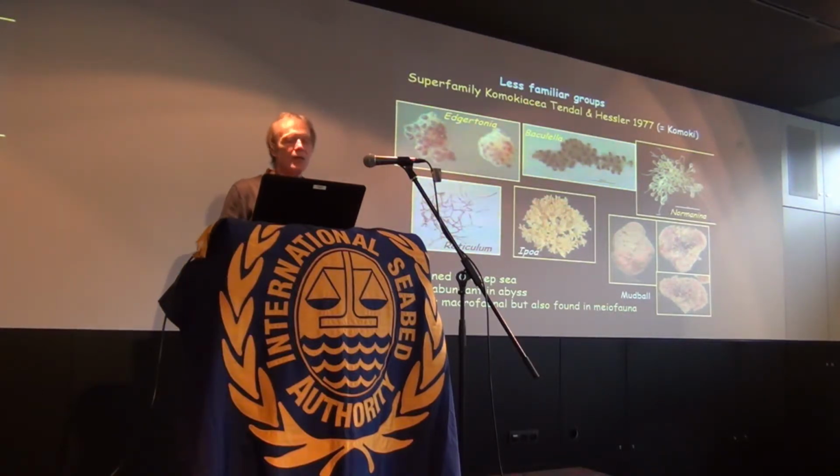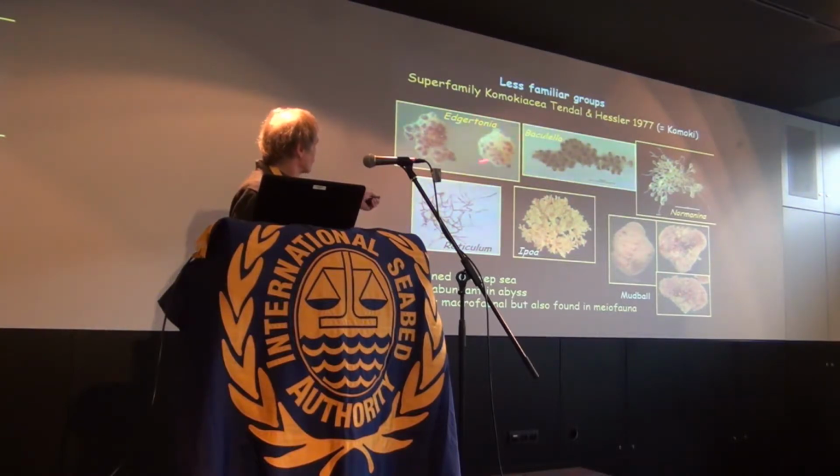And then we have the Komokiacea. I've color-coded these in yellow because these belong to a more or less formal taxon: the superfamily Komokiacea, described by Tendal and Hessler in 1977. They're usually called komokiaceans, or komoki for short. This is a group which is confined to the deep sea, and they're extremely abundant in the abyss. They're mainly macrofaunal in size, but you will find them in the meiofauna, sometimes as fragments. There are about 14 described genera.